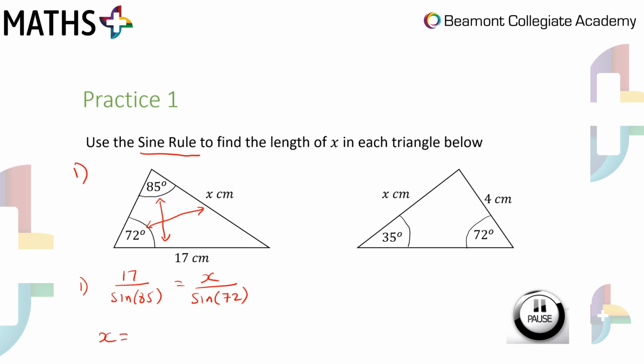So that means that x is equal to 17 divided by sine 85 multiplied by sine 72. So again, put that into your calculator, use the fraction button, and that gives me 16.23.